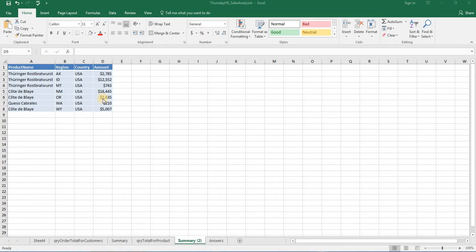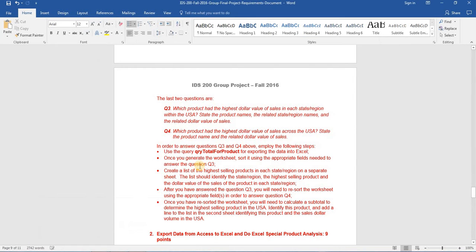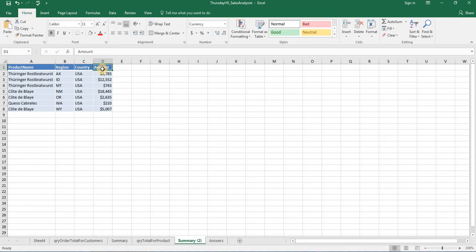Alright, so now that we have this going on, it's becoming very clear now that we have the data where we want it. So all we need to do is go back over here and read this one more time, and it's saying which product had the highest dollar value of sales in each state. So now that they're talking about sales, I'm just going to go ahead and change this to sales because I don't want to confuse myself later on in the future. Alright, so now that is changed to sales, and let's look at it one more time.